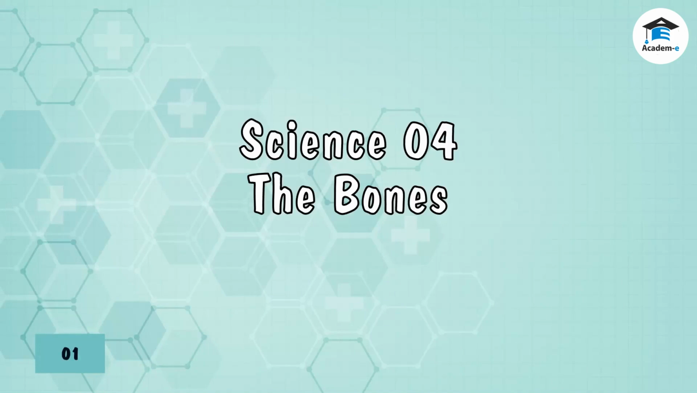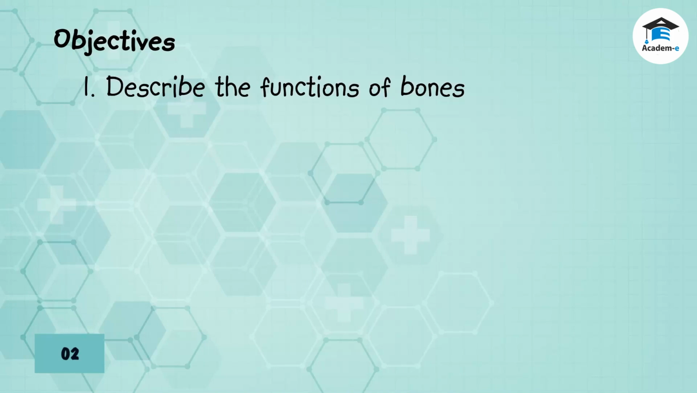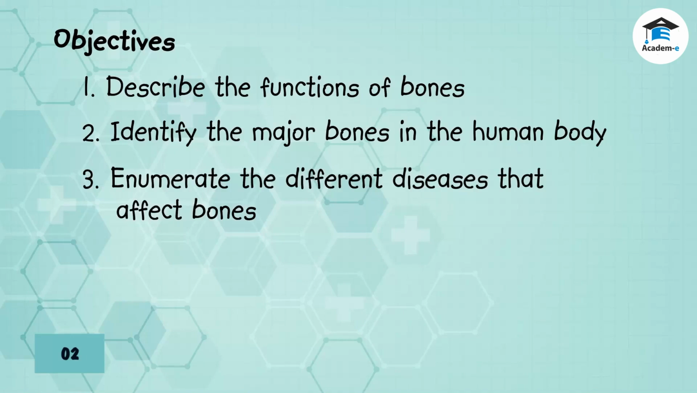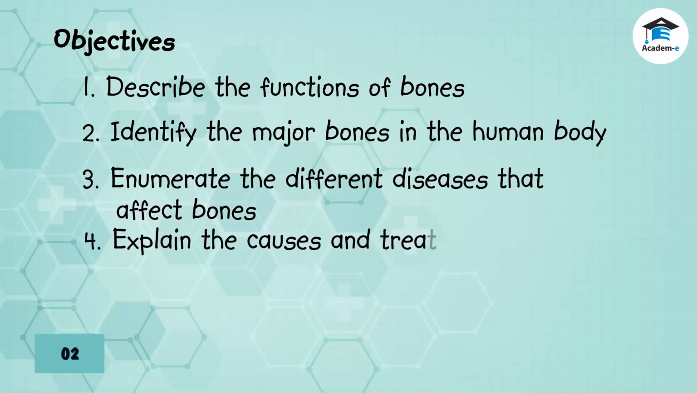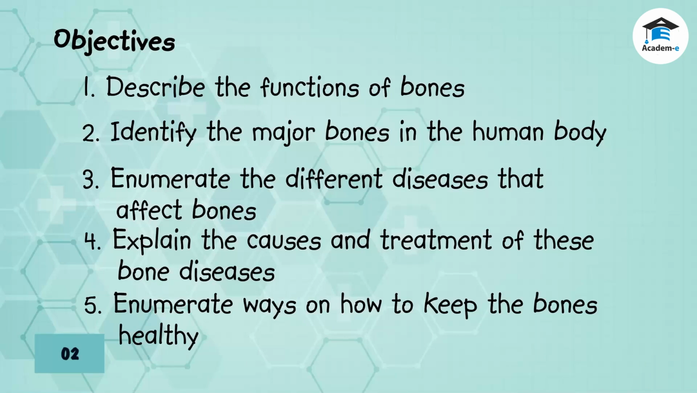Science 4. The bones. Objectives. At the end of the lesson, you should be able to describe the functions of bones, identify the major bones in the human body, enumerate the different diseases that affect bones, explain the causes and treatment of these bone diseases, and enumerate ways on how to keep the bones healthy.